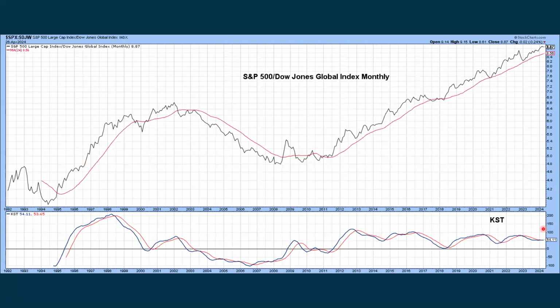And then we look at the S&P 500, look at another monthly chart, compare it with the global index. When this is going up and above the red line and everything's going higher, that means that the S&P is outperforming global stocks. This is also a monthly chart, and the KST and the moving average, which is another momentum oscillator, they're pretty much on top of each other right now.